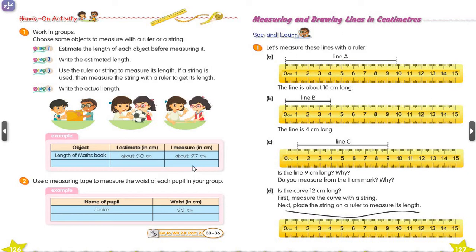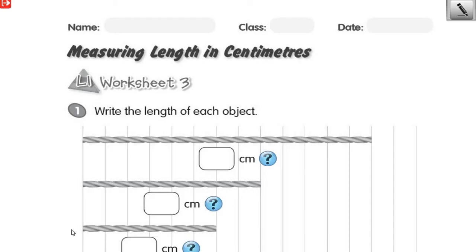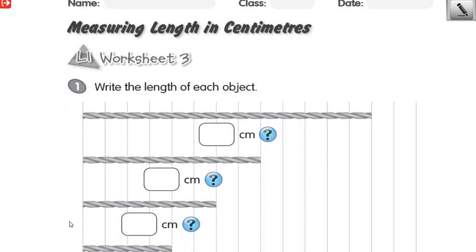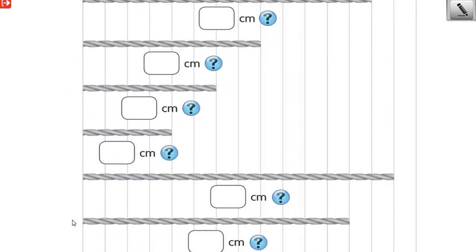What I want you to do now is close your textbook. Once again, close your textbook and get your workbook out and open to page number 33. Go ahead and open your workbook. Once again, workbook page number 33. We're going to do page number 33 until 36.